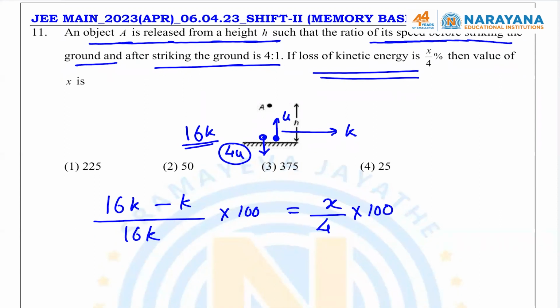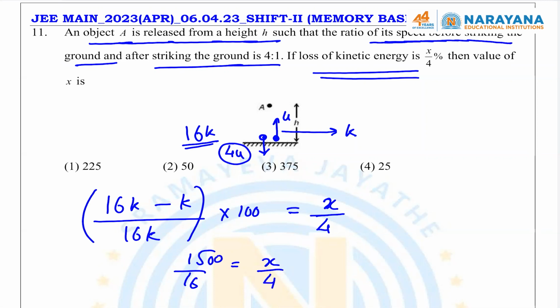So this is what we need to solve. This is 15 over 16 is equal to x by 4%. So x by 4, this percentage value is x by 4. So I don't have to multiply this by 100. So x by 4%, this percentage change in kinetic energy is x by 4. So 15 by 16, so 1500 by 16 is equal to x by 4.